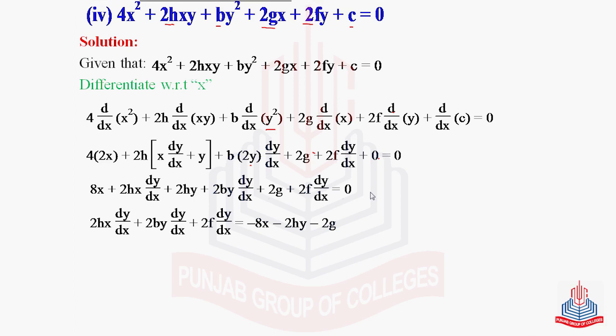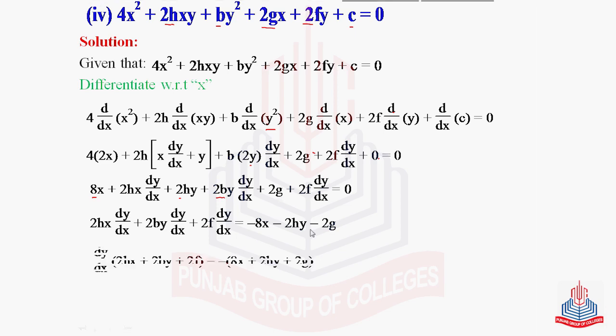So actually we have to calculate value of dy by dx. So simple, using algebraic technique, the terms containing dy by dx will be on left hand side and the terms without dy by dx will be shifted towards right hand side. So this one is dy by dx term which is 2hx dy by dx. This one is the term containing dy by dx, so 2by dy by dx, and this one again a term containing dy by dx, 2f dy by dx, and these three terms 8x, 2hy and 2g, these are actually without dy by dx, so shifted towards right hand side.